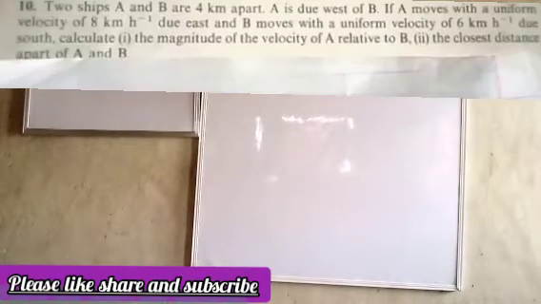Two ships A and B are 4 kilometers apart. A is due west of B. If A moves with a uniform velocity of 8 kilometers per hour due east, and B moves with a uniform velocity of 6 kilometers per hour due south, calculate: 1. the magnitude of the velocity of A relative to B. 2. The closest distance apart of A and B.